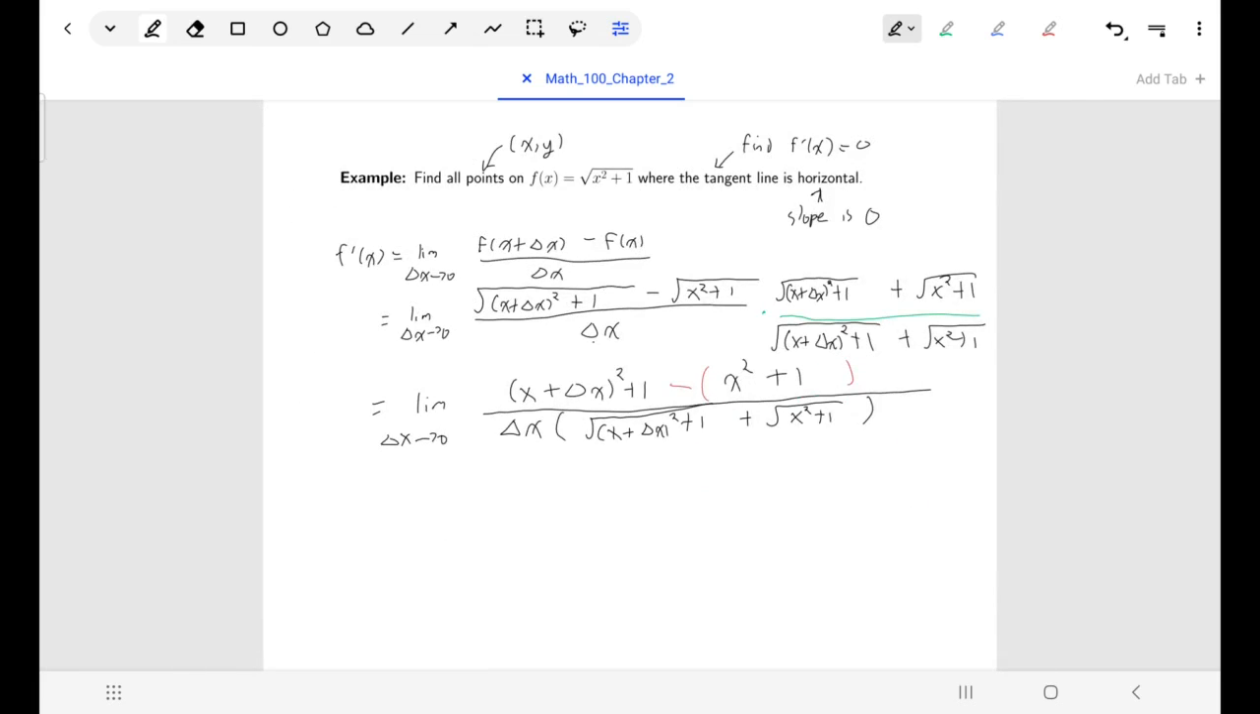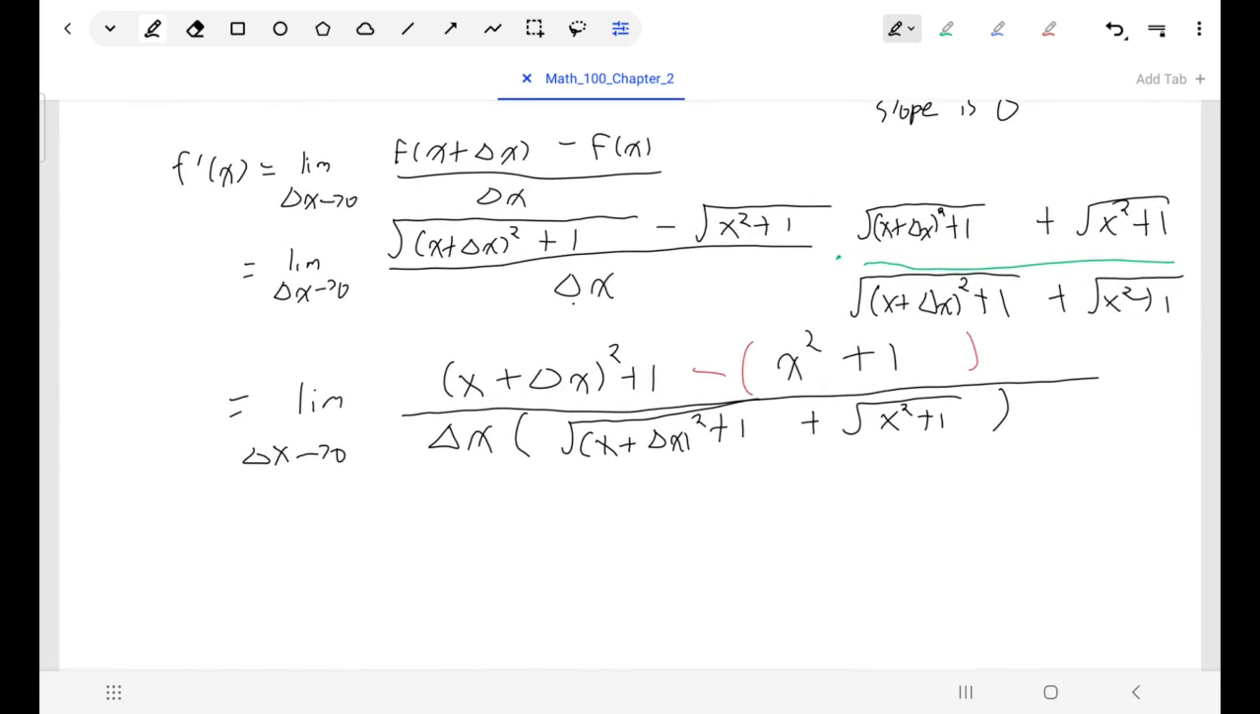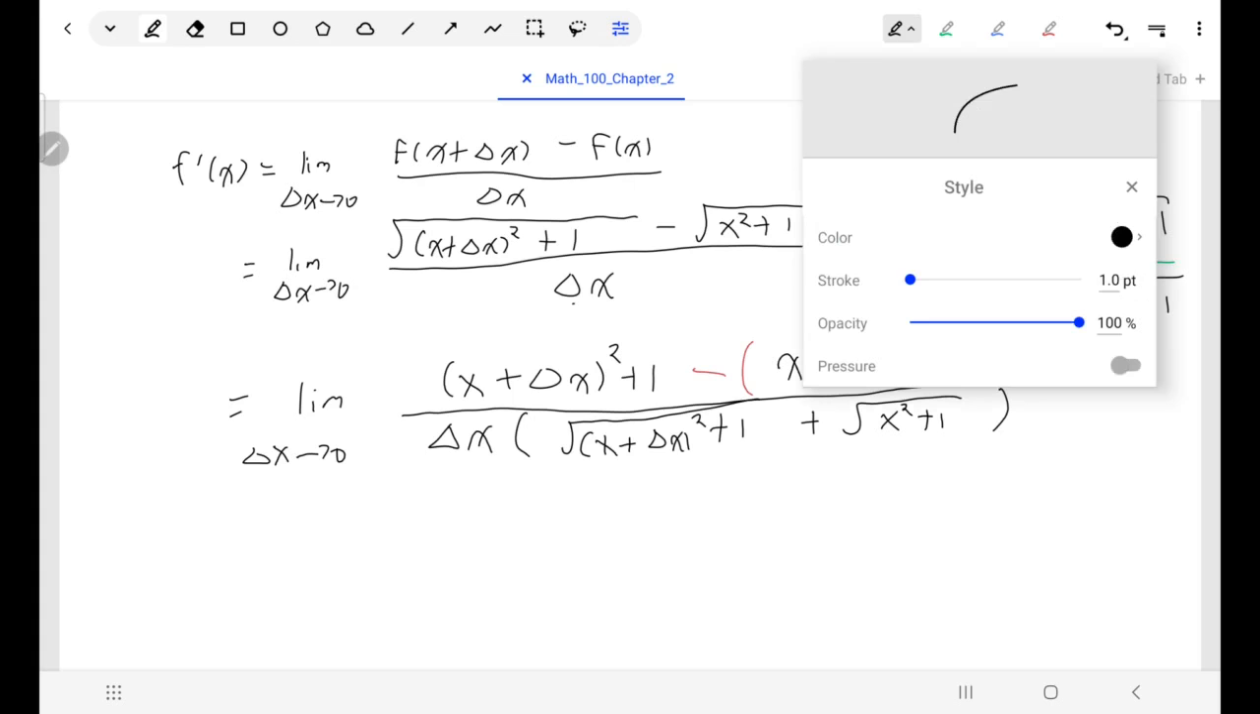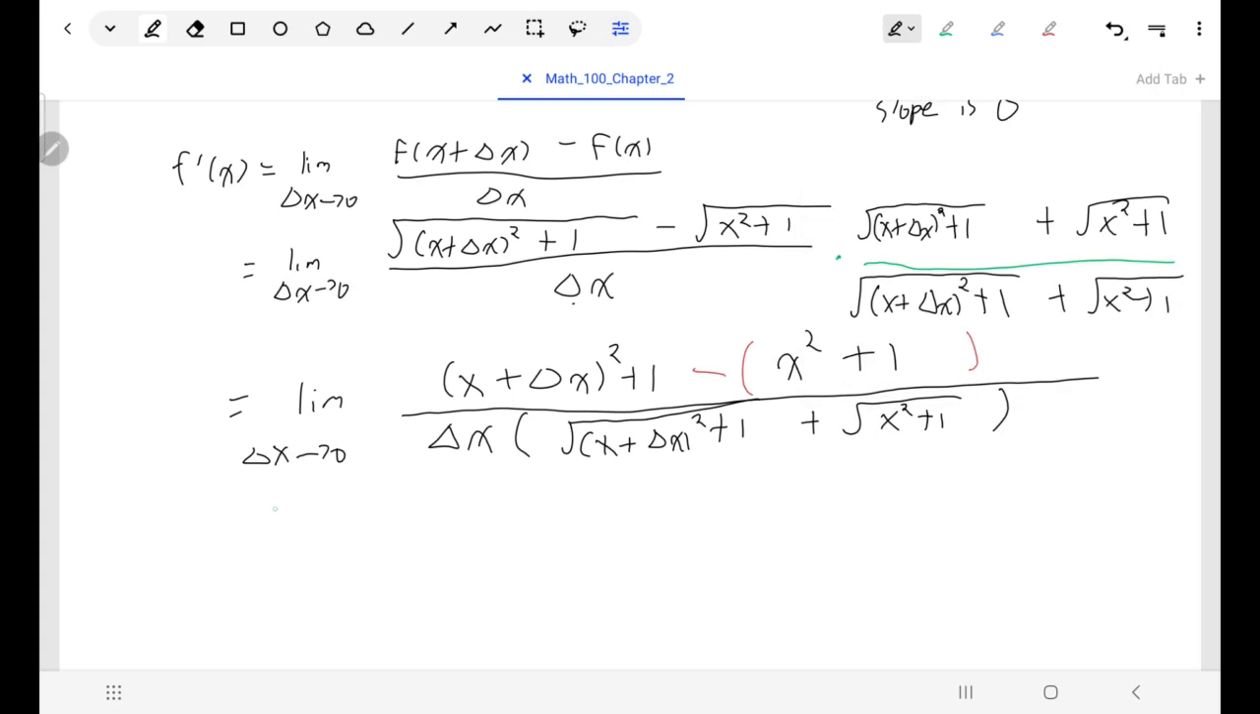Okay, so I'm going to do a little bit of expanding here, and I can see that in the numerator I have some expanding to do. I have that x plus delta x all squared. So we'll do that. If I were expanding that, I'd have x squared plus 2x times delta x plus a delta x that's being squared. And then there's still the plus 1, and in the rest of the numerator, I am going to carry that negative through that bracket now. I have a minus x squared and a minus 1.